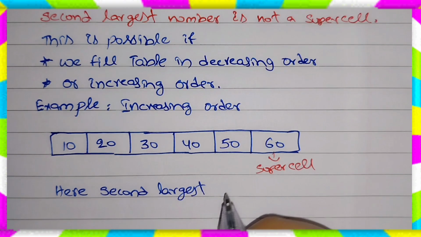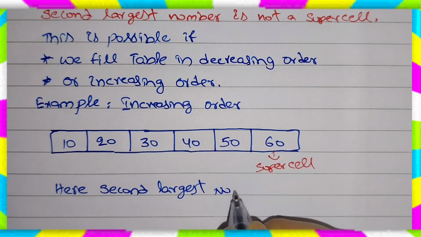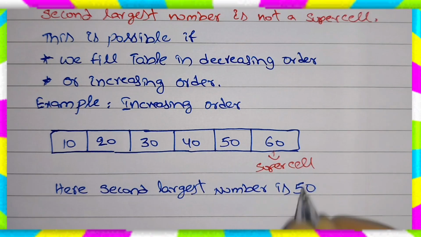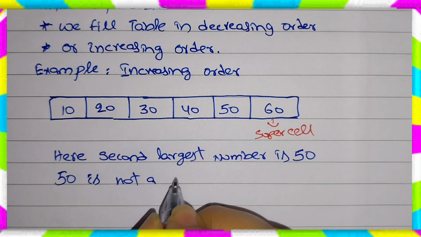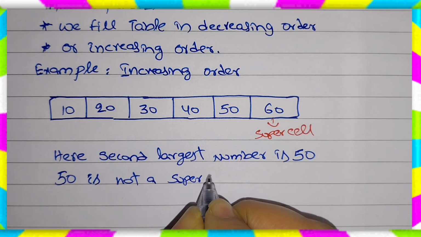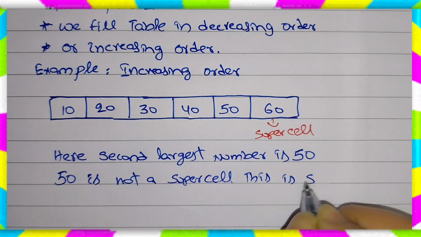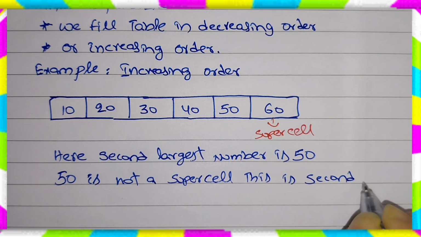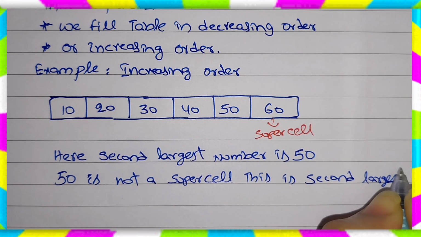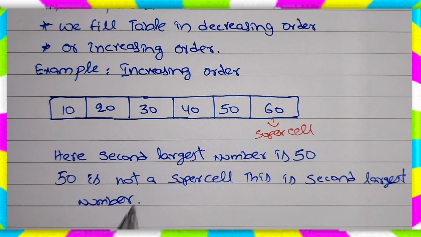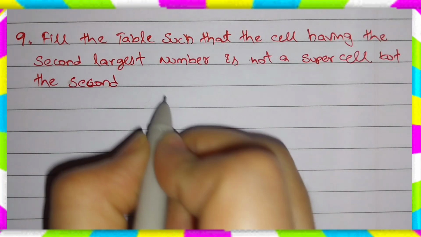60 is the largest number and the second largest number here is 50. 50 is not a supercell because the number next to the second largest number is 60. So 60 is a supercell and 50 is not a supercell. This is the second largest number. This is possible only if we fill the table in decreasing order or increasing order.